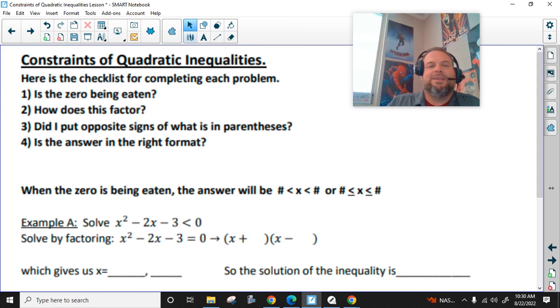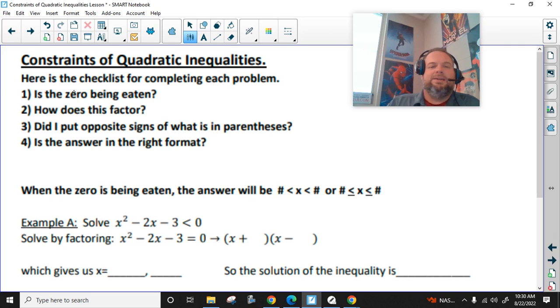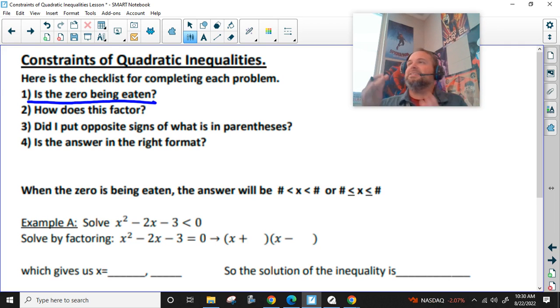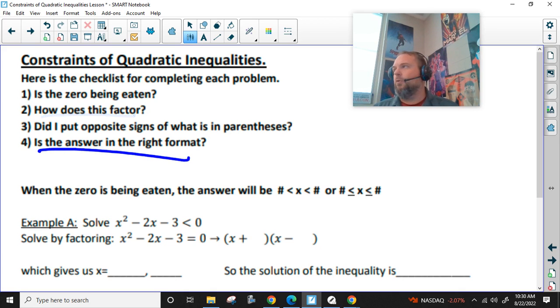Here's the deal. There's a checklist that you need to do. This right here, is the zero being eaten? This is kind of what you need to think of. And some of y'all will not understand what this means until we actually start doing it. How does it factor? Did I put the opposite signs of what's in the parentheses? That's like we learned last week with solving by factoring. And is the answer in the right format?